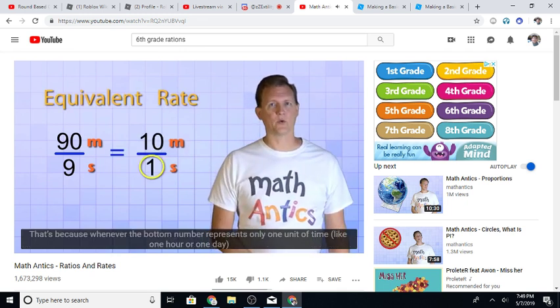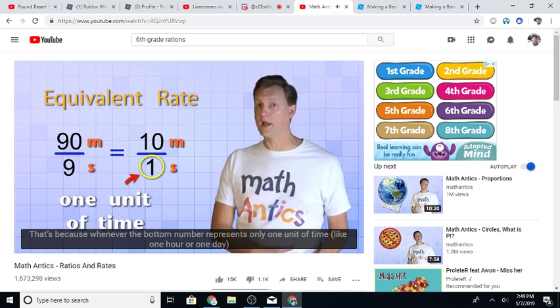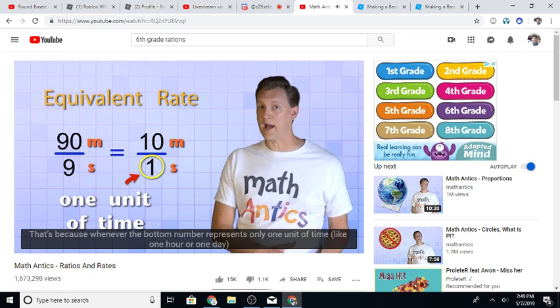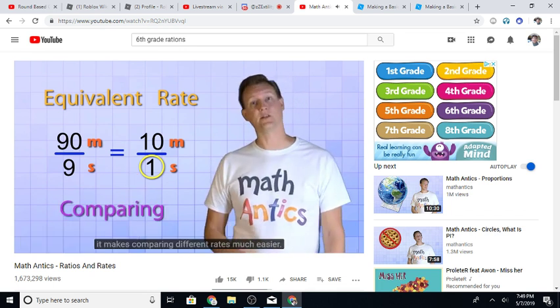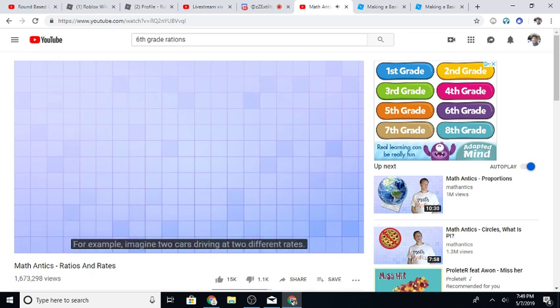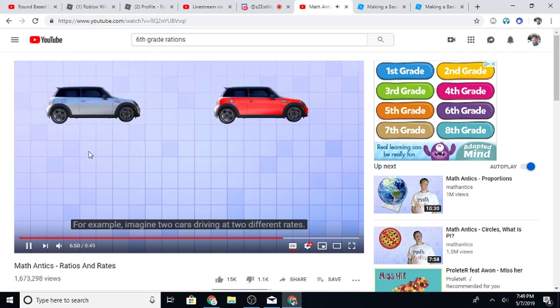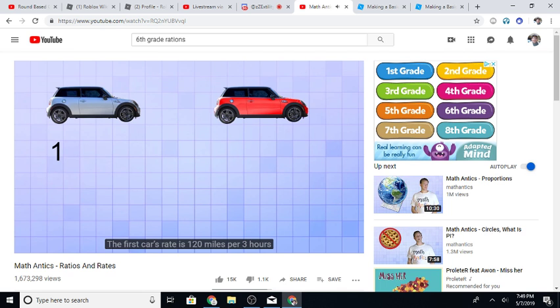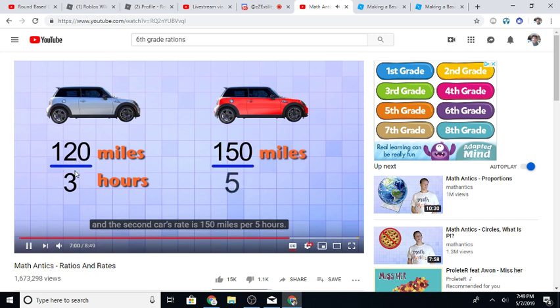And that's because whenever the bottom number represents only 1 unit of time, like 1 hour or 1 day, it makes comparing different rates much easier. For example, imagine 2 cars driving at 2 different rates. The first car's rate is 120 miles per 3 hours, and the second car's rate is 150 miles per 5 hours. Which car is going faster?